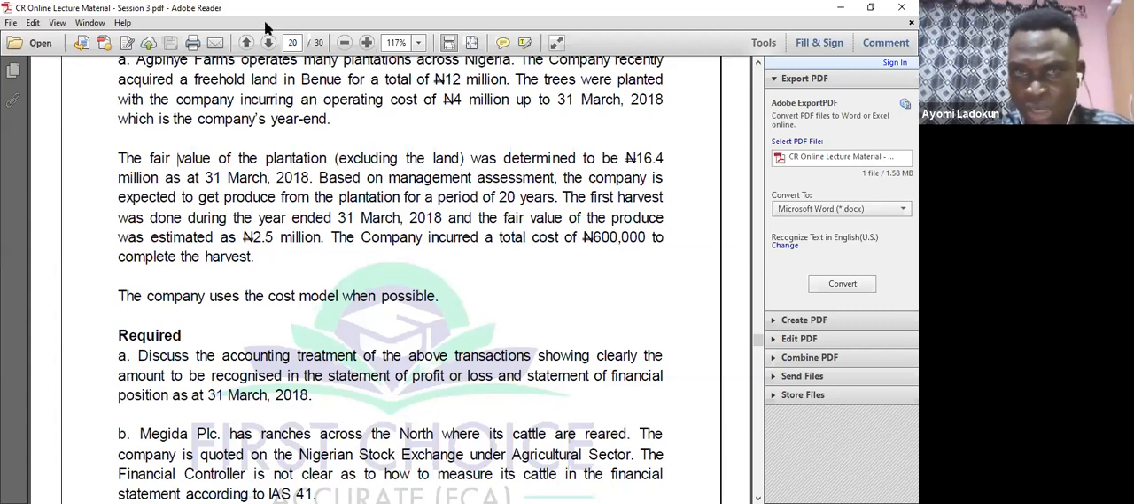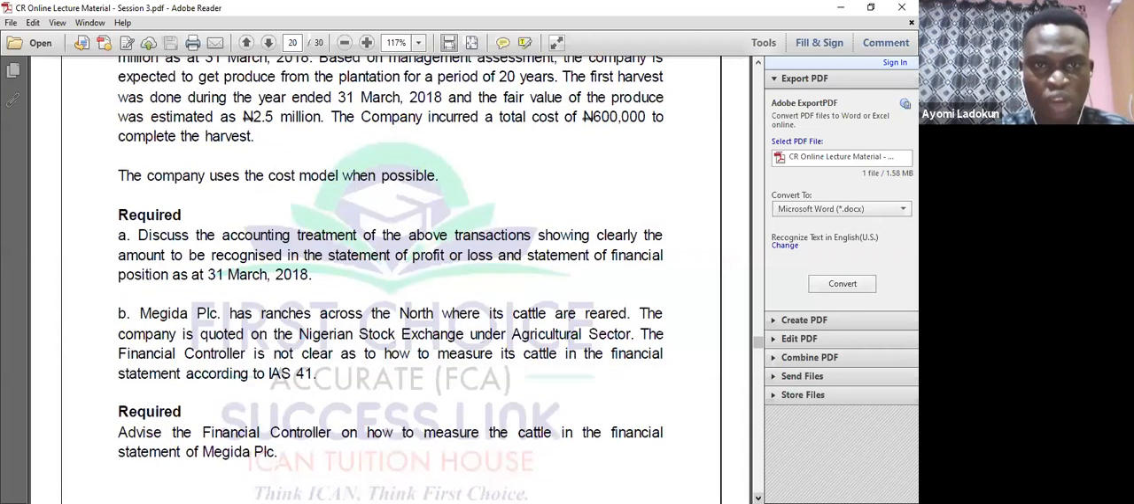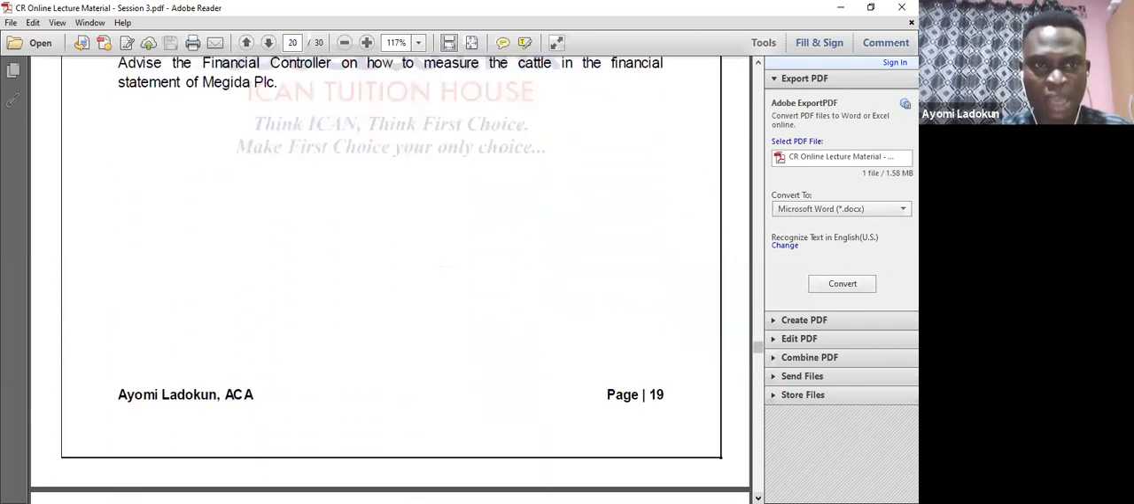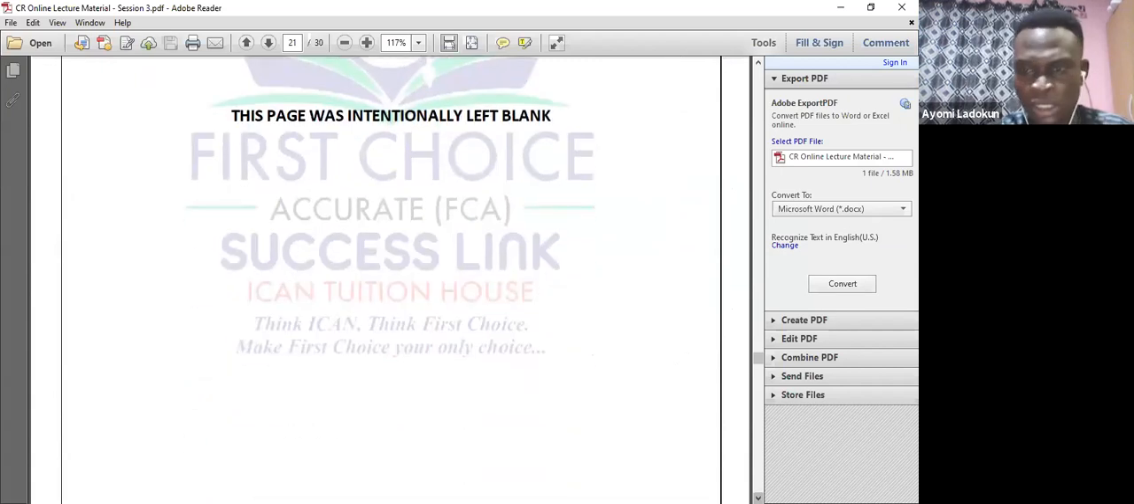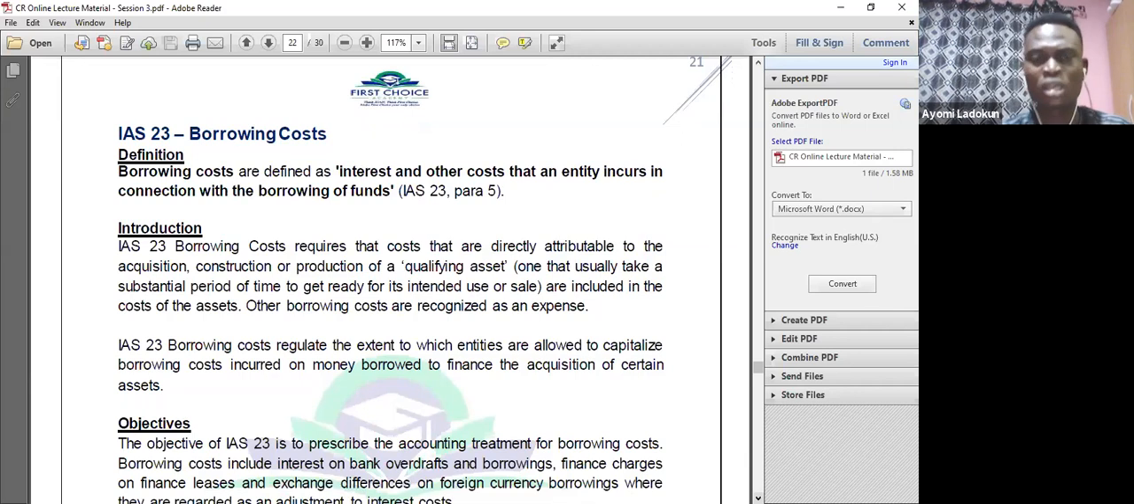Now, this question that you have in front of you, you can use it as a practice question. It's very similar to what we have just done. This is a live ICAN question. The example we did in class is an ACCA live question. The question you have before you here is an ICAN question. So you can go through it. If you have questions, you can put them up, maybe when you are practicing. Okay, that will be fine.